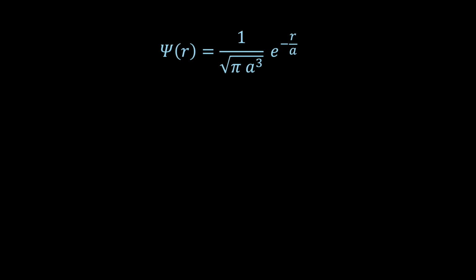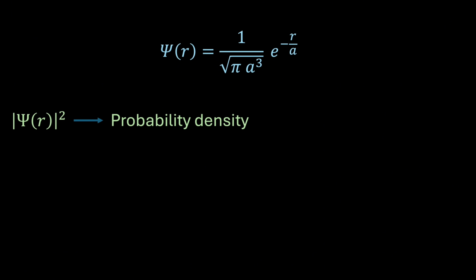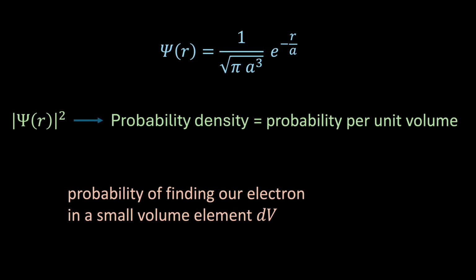Okay, so what does this wave function actually tell us? Well, if we take the modulus squared, we obtain the probability density. This is the probability per unit volume of finding the electron at a particular point in space. That means that the probability of finding the electron in a small volume element dV is equal to the modulus squared times dV.